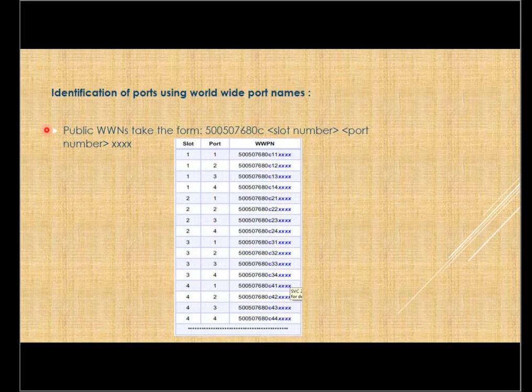We can clearly see here that after C we see two numbers. The first number indicates the slot number associated with that SVC port, and there is another number that indicates the port associated with that slot. If you start counting from here, you can see that we have slot number 1 here, then port number 1, 2, 3, 4.